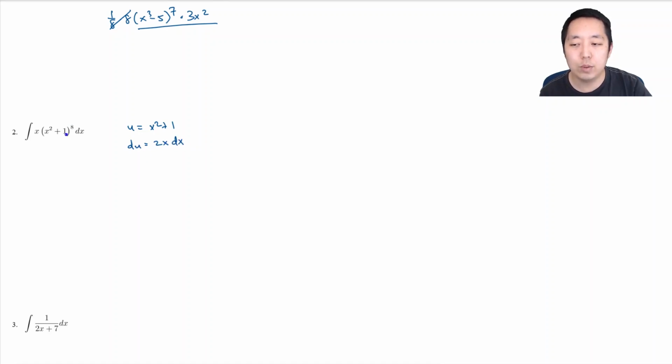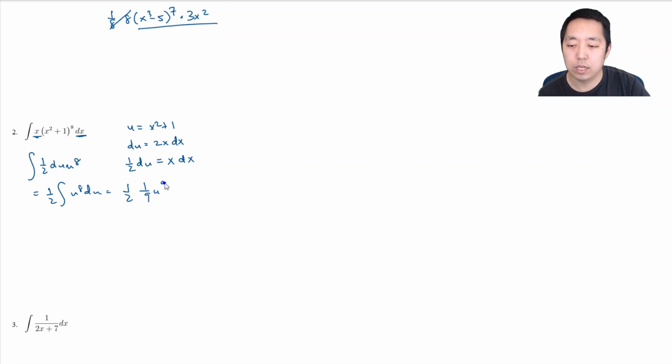Now I don't have a 2x dx over here. I only have an x dx. So I've got to compensate by dividing by 2 to get an x dx. And now I can replace this part with 1/2 du. So this would be the 1/2 du times u to the 8th, which is really, if I rearrange the terms, 1/2 the integral of u to the 8th du. And so that's 1/2 times 1/9 u to the 9th plus c.